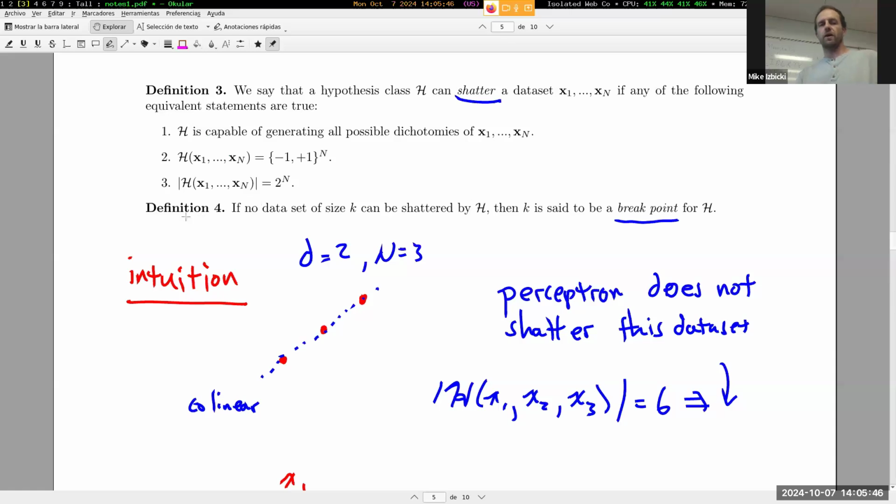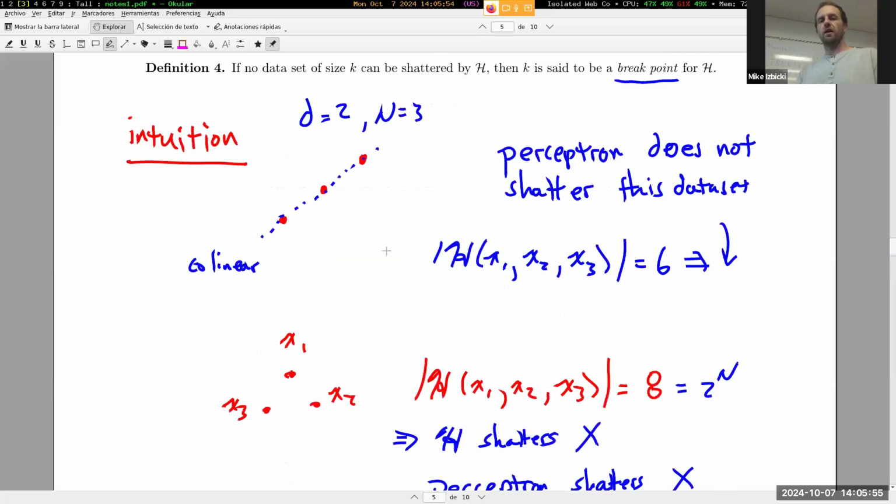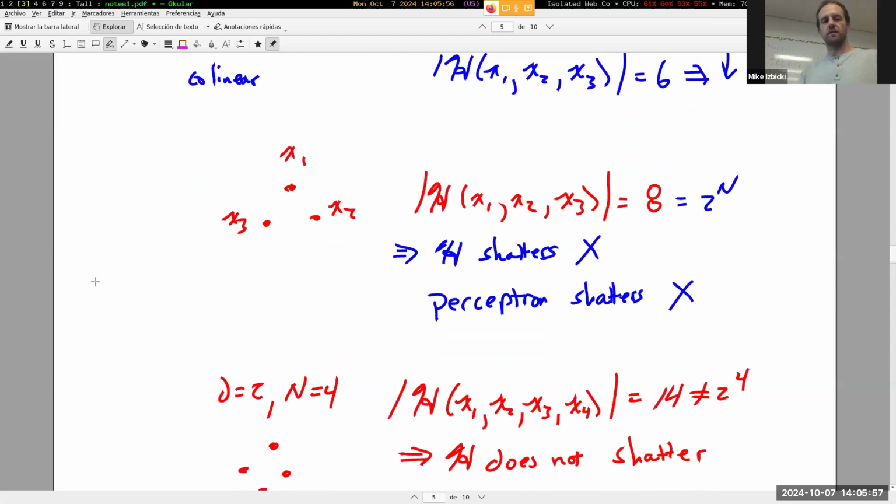The last definition here, definition 4: if no data set of size k can be shattered by H, then k is said to be a breakpoint for H. So here, N equals 3 is not a breakpoint.